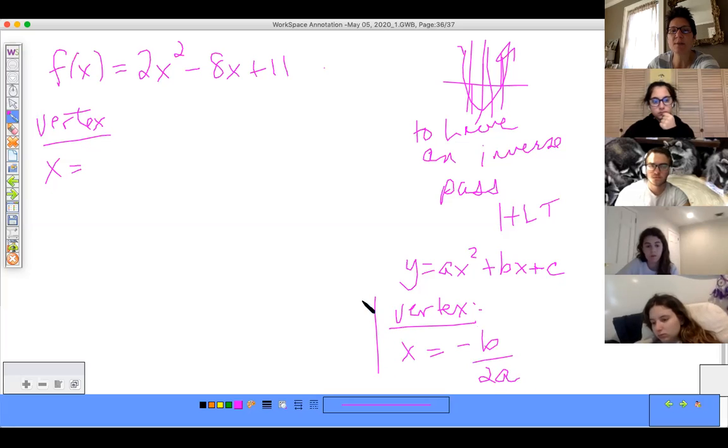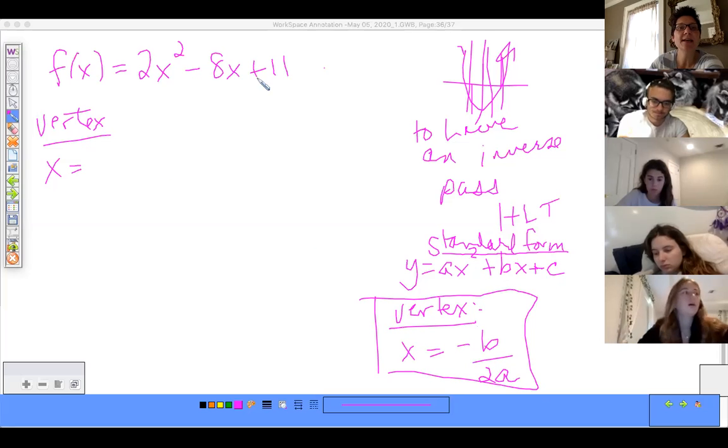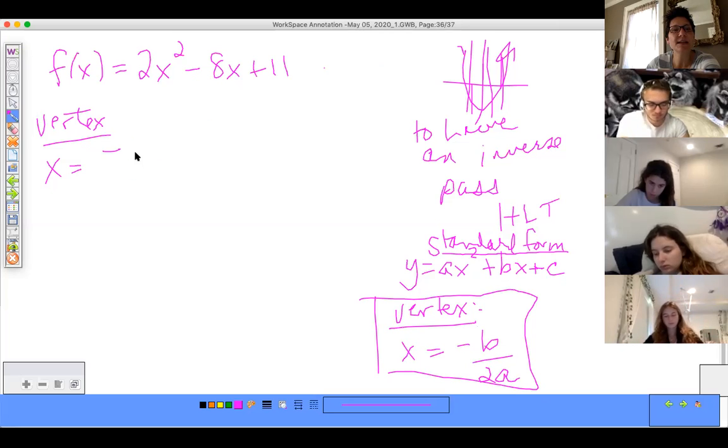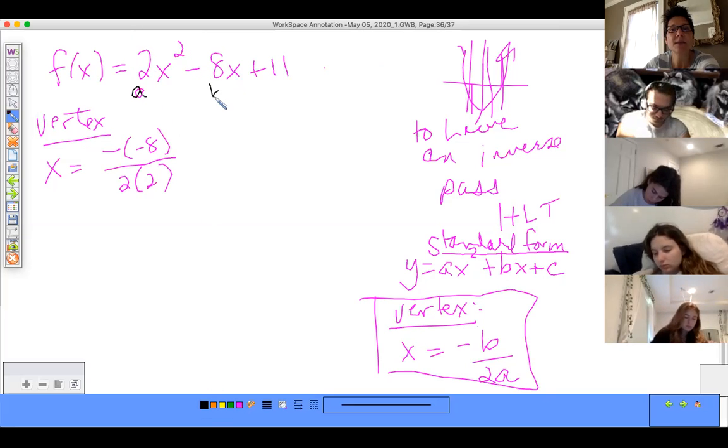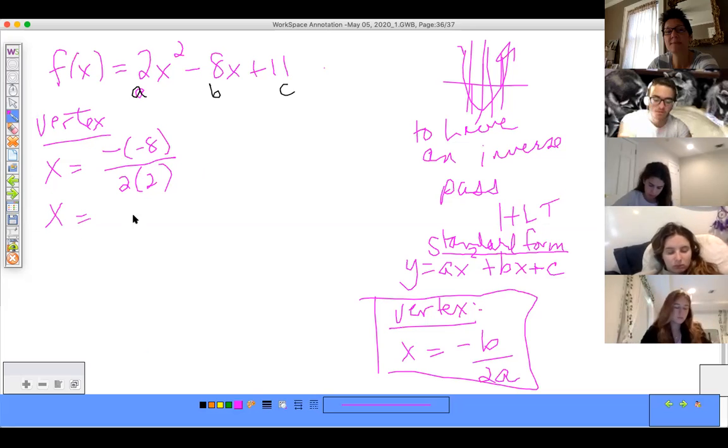Very good. The x coordinate, if you're in standard form. This is standard form, so to find your vertex, you just do the opposite of b over 2a. In this case, b is negative 8, so it's going to be the opposite of negative 8 over 2 times 2. Here, I'll change my colors. This is a, this is b, and this is c right here. So we substitute that in. What is the x coordinate of my vertex? 2. Thank you. Okay.